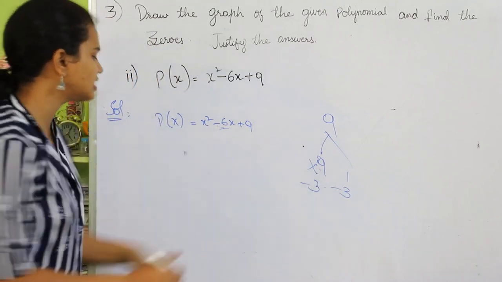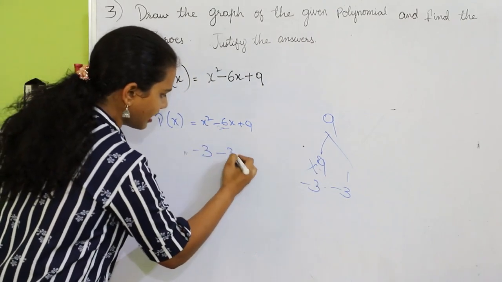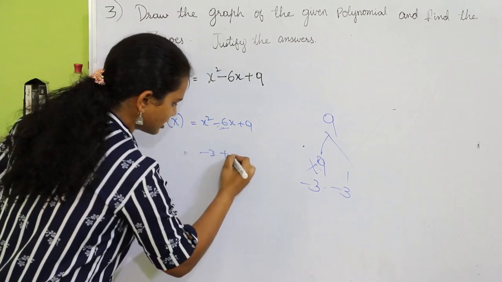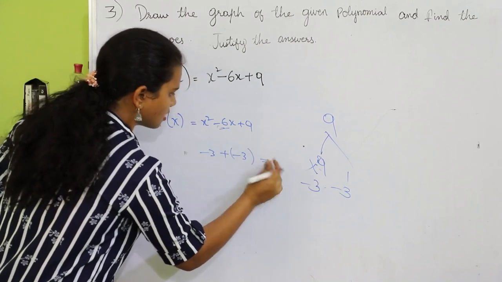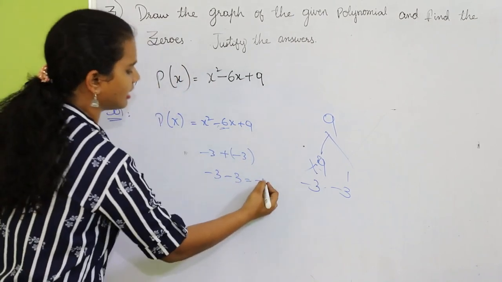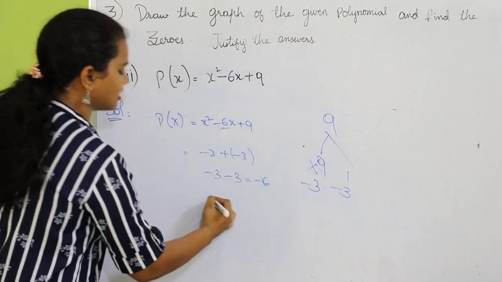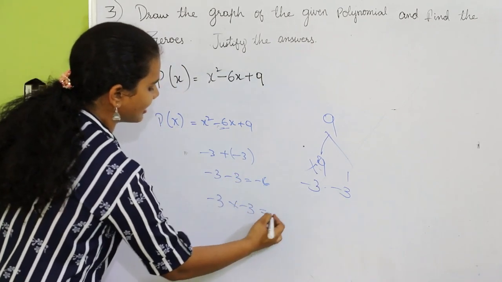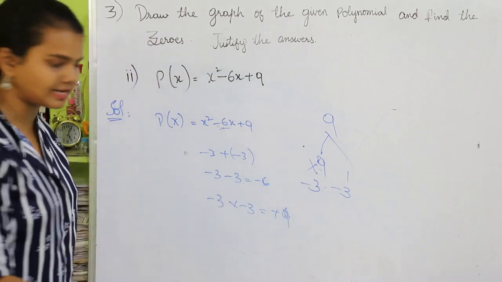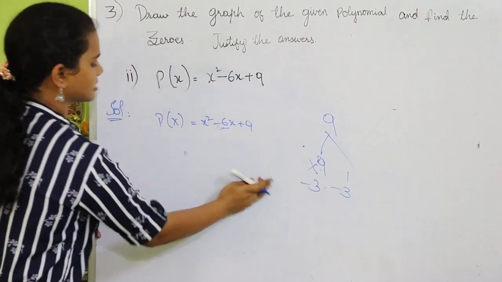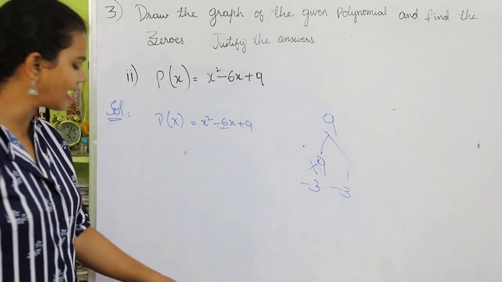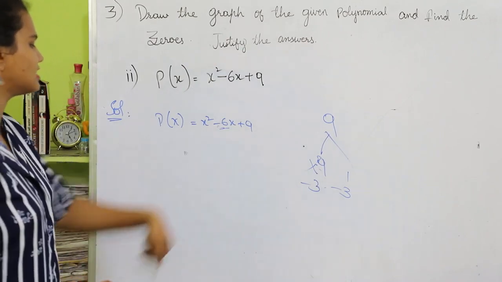Because see guys, here minus 3 plus minus 3 equals minus 6. Clear? Or if I go with multiplication, minus 3 into minus 3, where minus into minus is plus, right? So the factors are minus 3, minus 3.